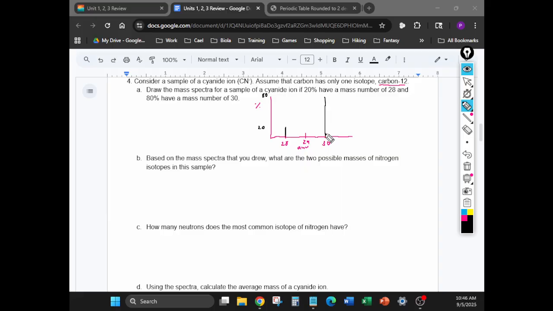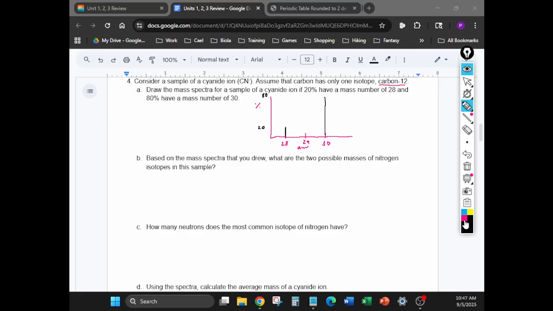And 80% have a mass number of 30. If you look, we do the mass spectra exactly the same way as for just one element. Even if you have a molecule, we draw the mass spectra exactly the same way. So it's the percentage and the weight. All right, any questions on the mass spectra? Hopefully not too bad.